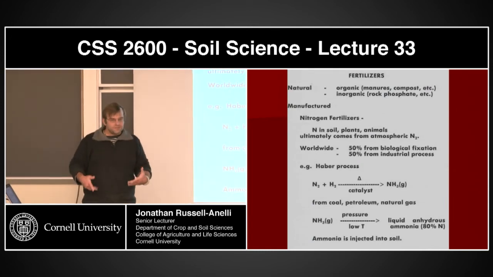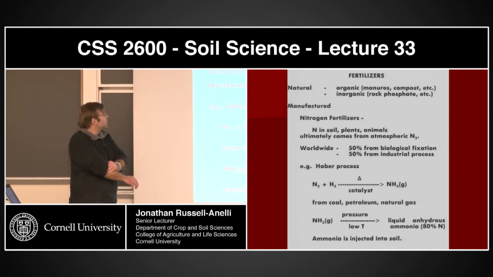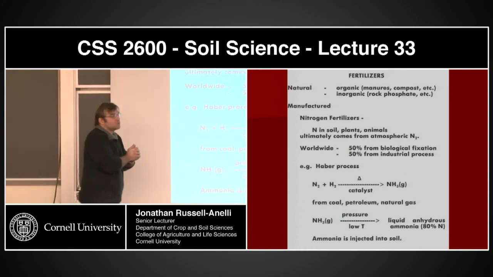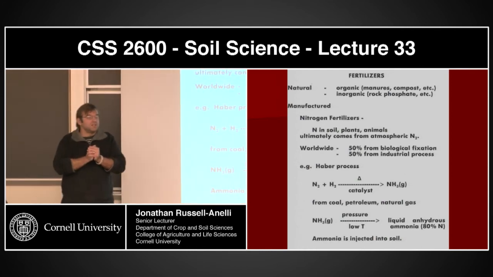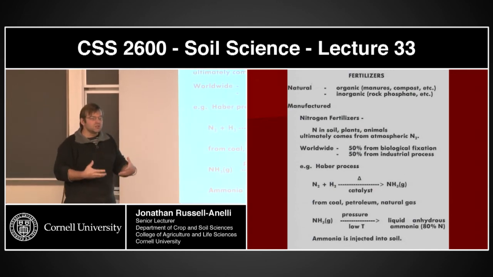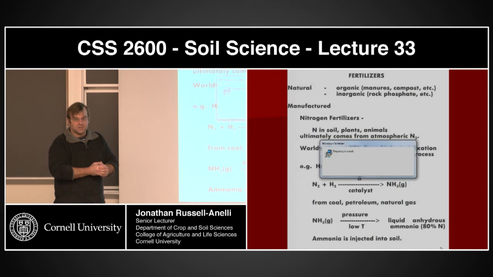So let's go back to these fertilizers again. Where do these fertilizers come from? There's natural sources as well as manufactured sources. Natural sources can be both organic as well as inorganic. Organic sources are often what we think of as biomass-type amendments: manures, mulches, composts, that type of thing. But we can also have inorganic sources that are also natural.